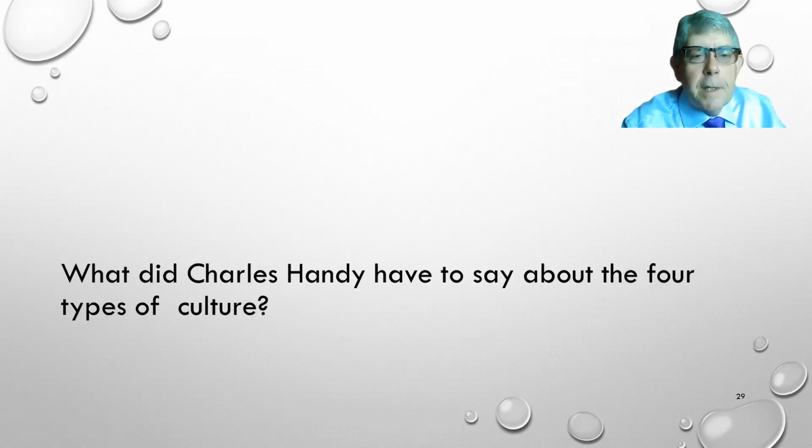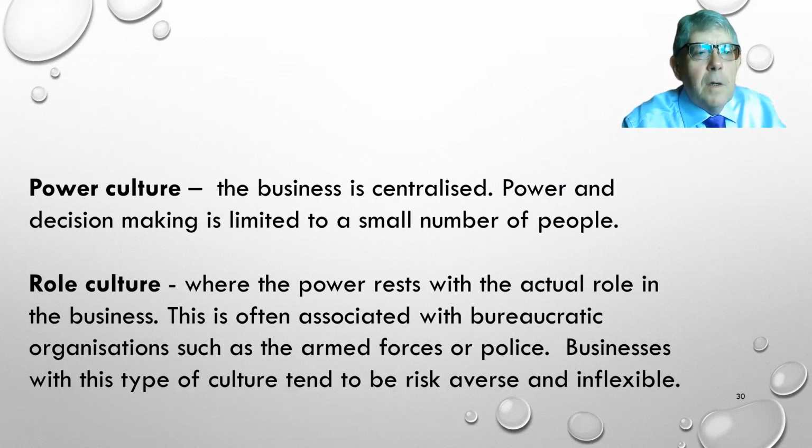What did Charles Handy have to say about the 4 types of structure? Well, he talked about a power culture where the business is centralised, power and decision making is limited to a small number of people. A role culture where the power rests with the actual role in the business. This is often associated with bureaucratic organisations such as the armed forces or police. Businesses with this type of culture tend to be risk averse and inflexible.